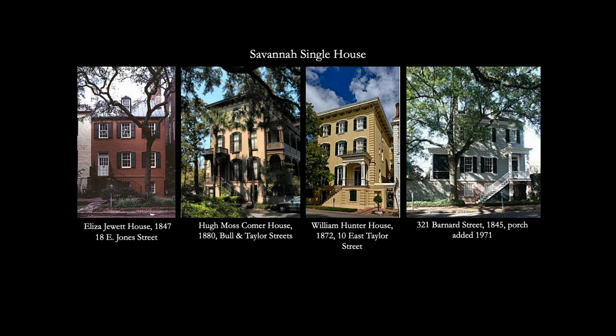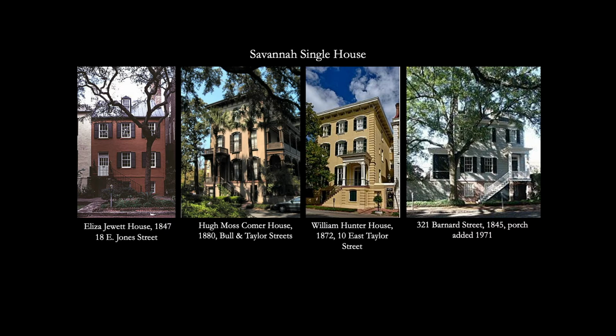And of course, this is reminiscent of the so-called Charleston single house. Though it is a side hall plan, it doesn't function as a Charleston single house, which has a central hall and a false door on the right. So it's kind of an ode to a Charleston single house, but a Savannah variation of that.